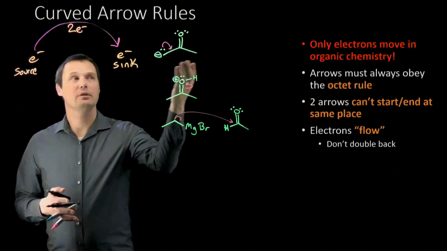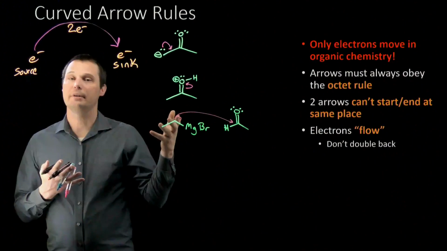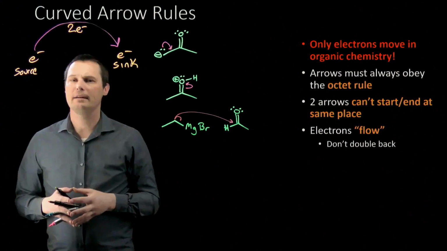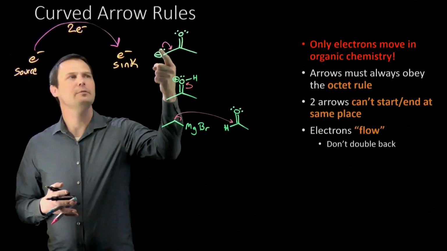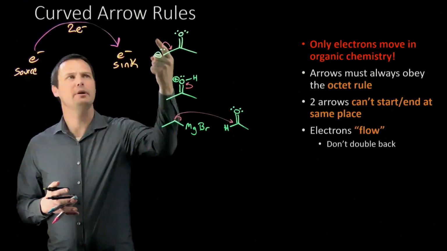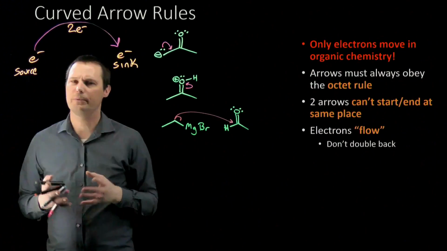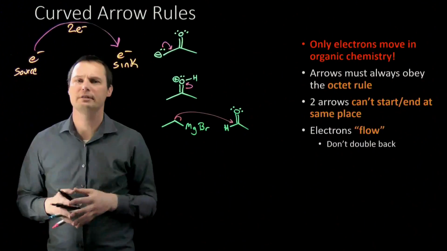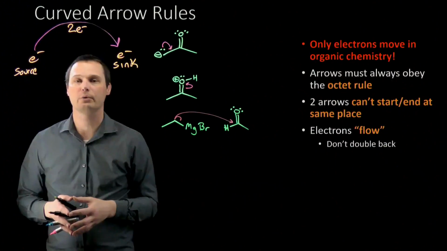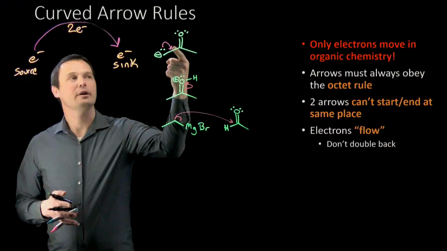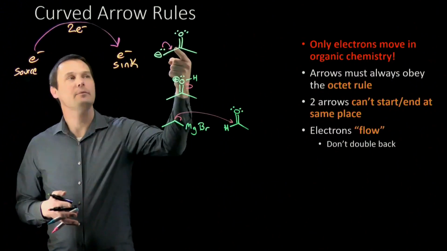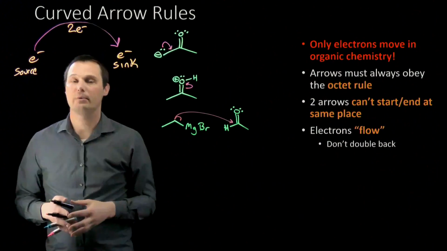So when we draw our curved arrows to represent that flow, we have to keep a couple things in mind. 2 arrows can't start or end at the same place. If I draw this arrow from this lone pair to the right, I can't also take this lone pair and do something over on the left side of the molecule. Those 2 electrons can't go in 2 different directions at the same time. That would be violating the curved arrow rules. Similarly, I can't have another pair of electrons point to the same position. If I'm forming a bond between these 2 carbons, I can't form another bond with the same set of arrows.